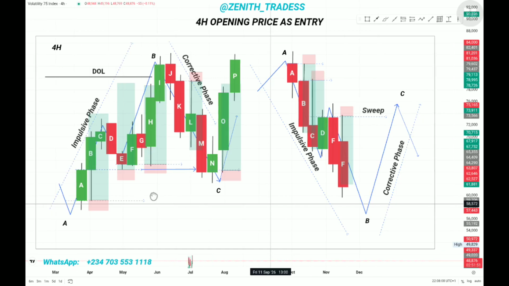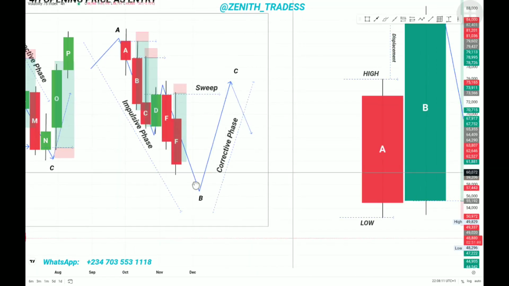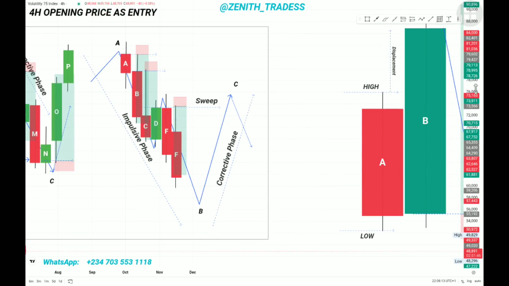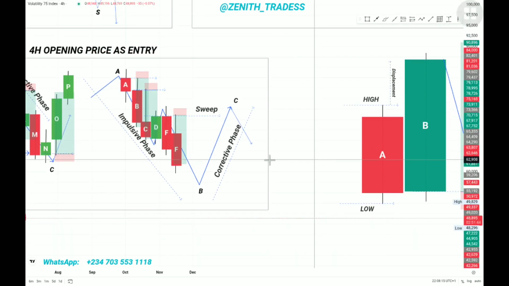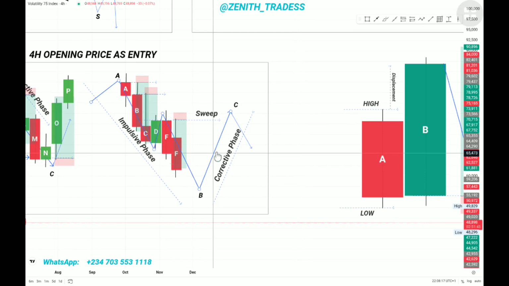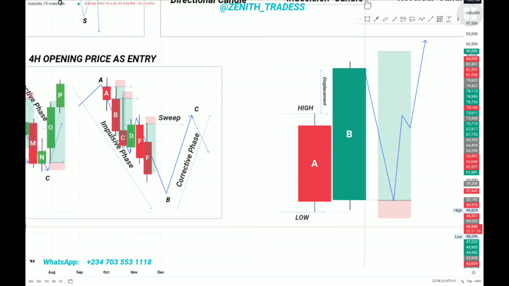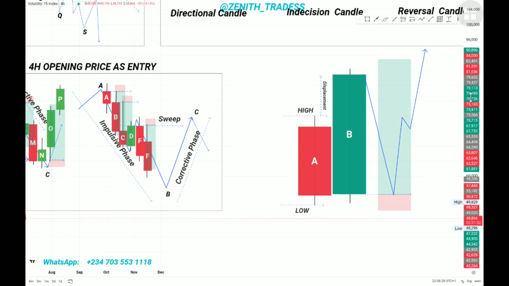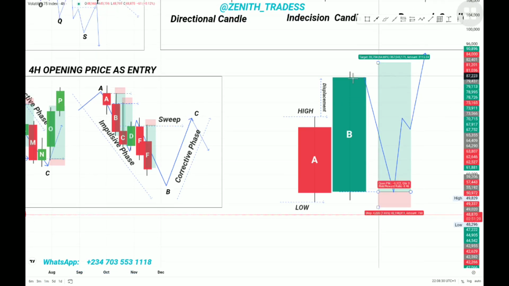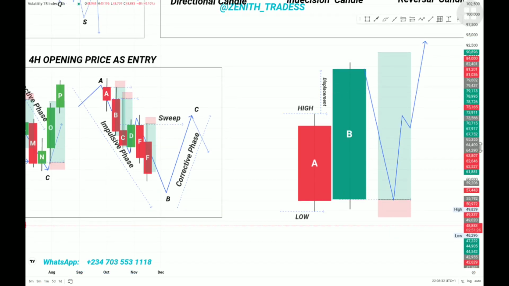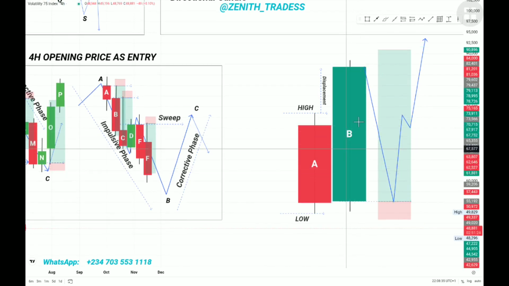All right, so this is what I wanted to explain here. We see this candle here. Whenever a candle closes with body displacement above the high of its previous candle, that candle is high probability to buy from for a bullish scenario. And whenever it closes below the low of its previous candle, it is high probability to sell from. So look at this scenario: candle A, candle B. Candle B is a directional candle. Candle B closes above the high of its previous candle A. See the body closing above.